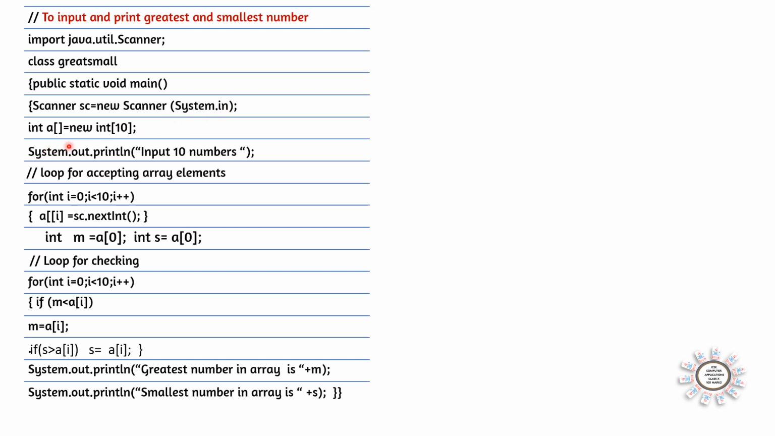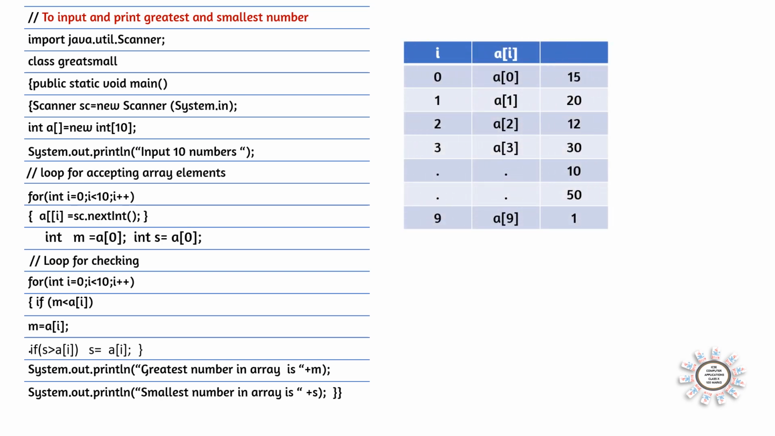And now first step, declare the array int a[] is equal to new int[10] and input the 10 numbers. Here the second comment I have added before starting the loop, a single line comment, loop for accepting the array elements. And here we are starting the loop int I is equal to 0, I less than 10, I plus plus. That means the loop will go from 0 to 9 and 10 elements are stored, A0 to A9. So in this example we have taken 15, 20, 12, 30, 10, 50 and 1.